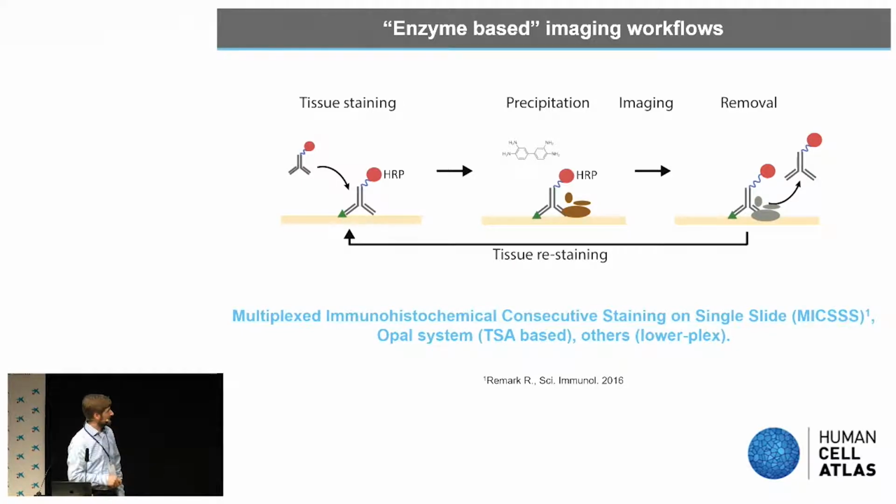And there's also one system, the OPAL system, that's commercially available. It can measure up to 7 markers sequentially, but in the end you overlay, so it's simultaneous in tissues.